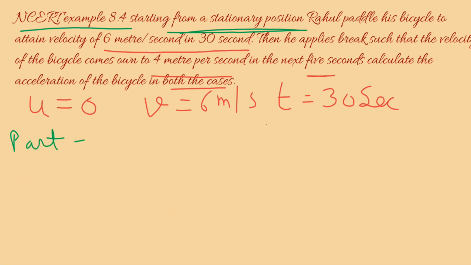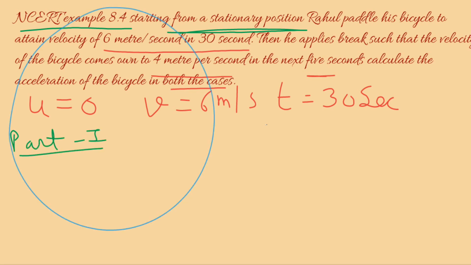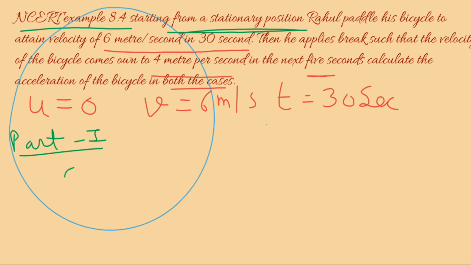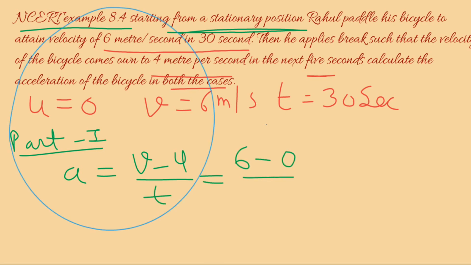Part 1. We'll solve here only part 1. In the second part, we'll solve the other values. We are taking only the first part. So as we know, acceleration is v minus u by t. V is 6, u is 0, and time is given as 30 seconds.